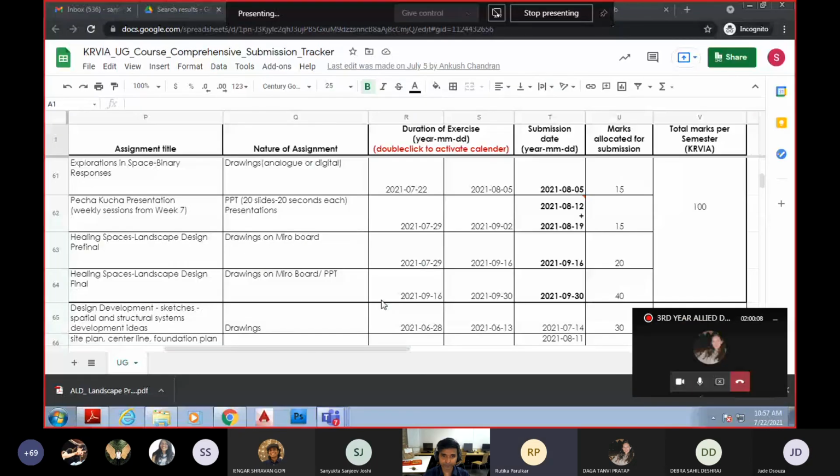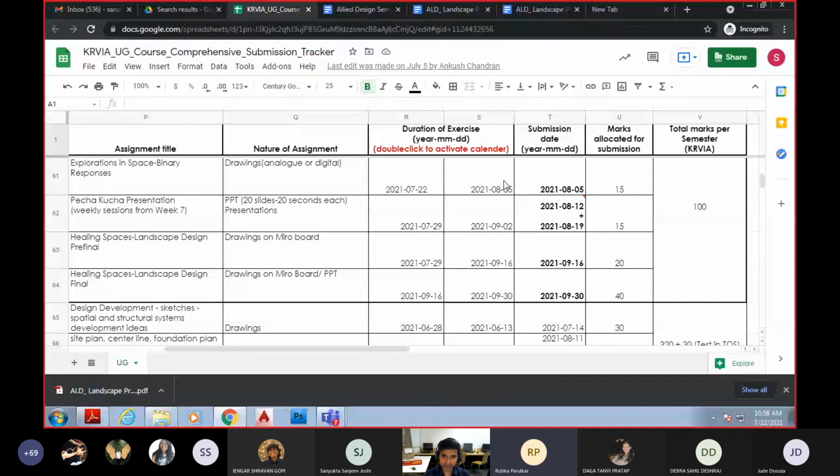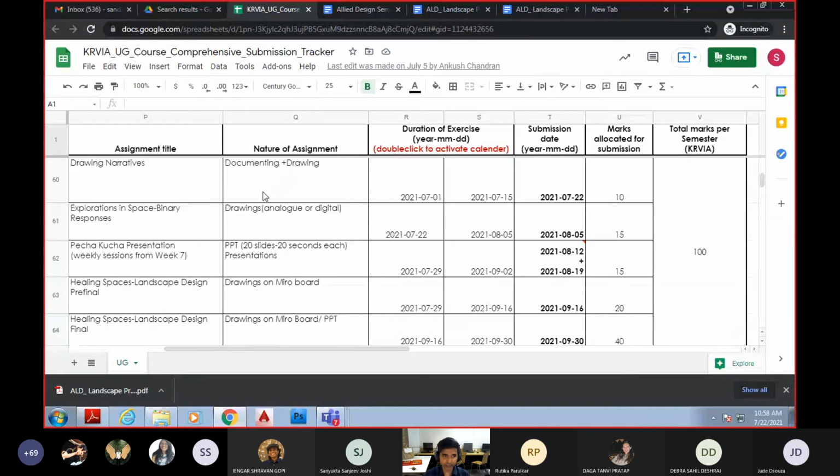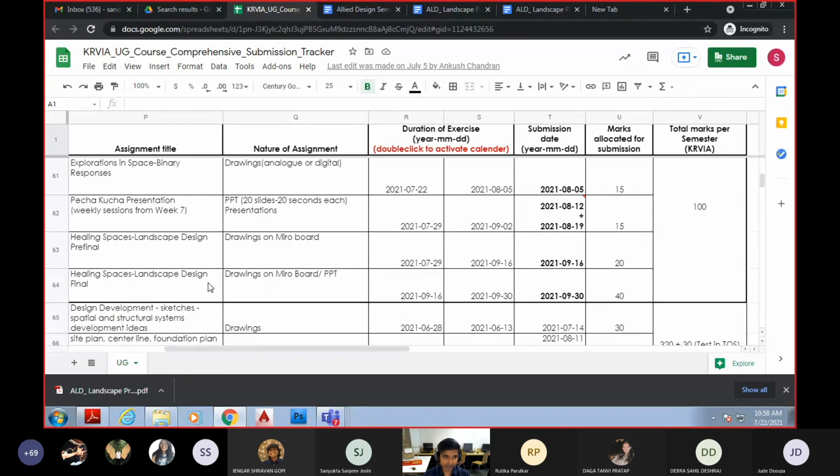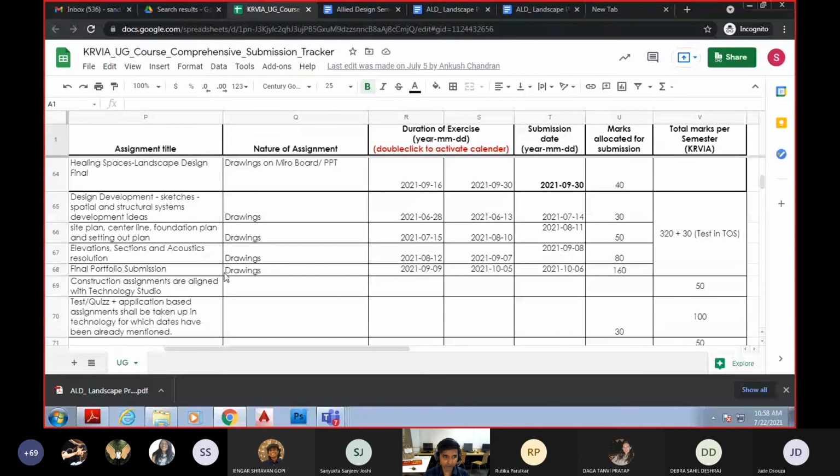Okay, I'm going to share my screen and this is the course tracker. Sandeep, let's see what they have. So this is it. Our start date for Drawing Narratives was 1/7 and our end date was this, the submission date 22/07, which is today. Our next submission starts from this date and ends on the 5th. There are other submissions which you will eventually get to know for landscape.